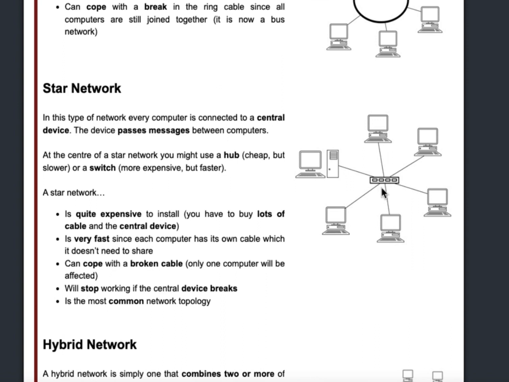So if anything happens to this switch or a hub or a bridge, whichever central device you're using here, if it breaks down, the whole network will die off. There will be no internet connectivity in your office. So that's the only thing.